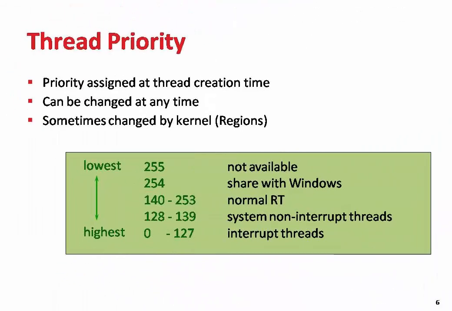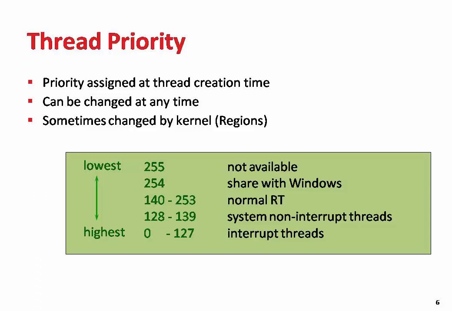When a thread is created, it is assigned a priority which indicates its relative importance to other threads within the system. A thread priority is a byte value that can range from 0, best, to 255, least. In an INtime for Windows configuration, the Windows thread runs at priority 254. You cannot use priority 255.